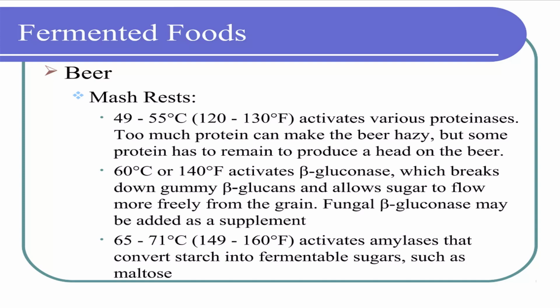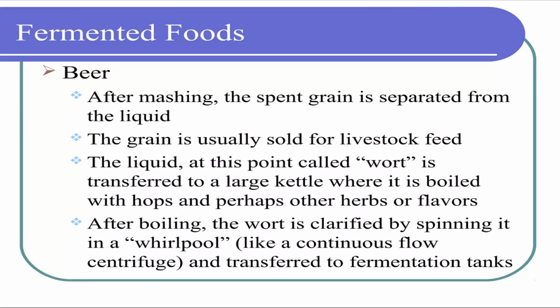At 65 to 71 degrees Celsius, that is 149 to 160 degrees Fahrenheit, it activates amylases that convert starch into fermentable sugars such as maltose. After mashing, the spent grain is separated from the liquid. The grain is usually sold for livestock feed. The liquid at this point, called wort, is transferred to a large kettle where it is boiled with hops and perhaps other herbs or flavors.